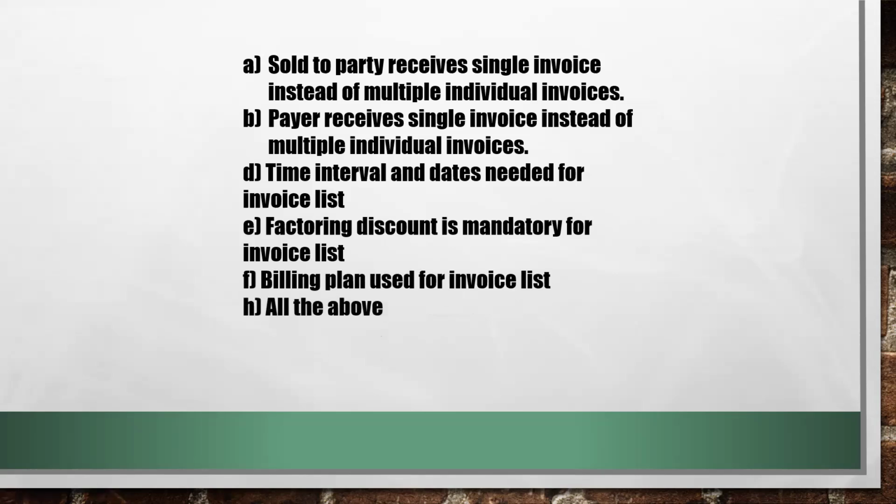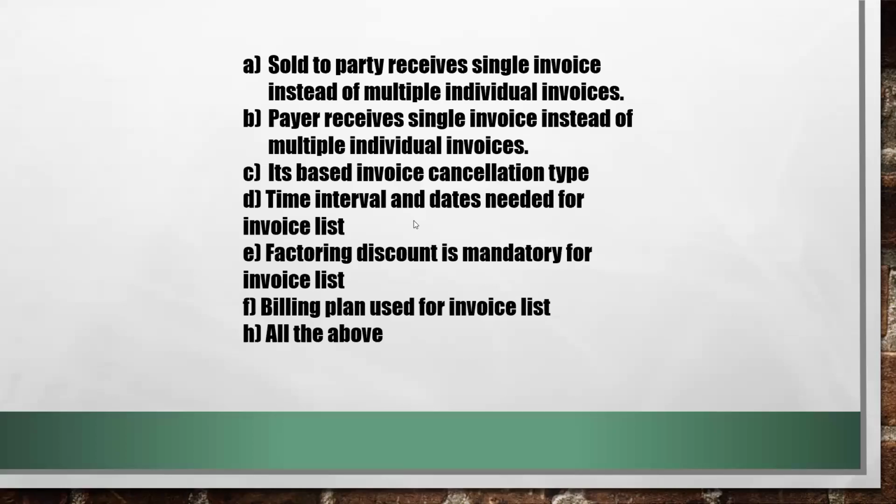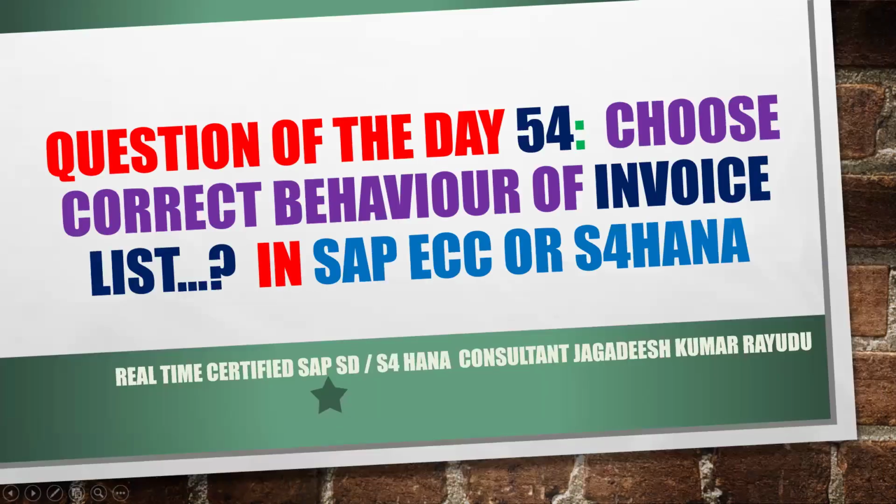Okay. So let me try to add one more option for this. So I have added option C also. Initially, I had forgotten. It is based on invoice cancellation. In this, either single or multiple answers might be correct, or else all answers might be correct. If you know the answer, you can comment. You can give it a try. Okay. Thank you so much. Wishing you all the best.